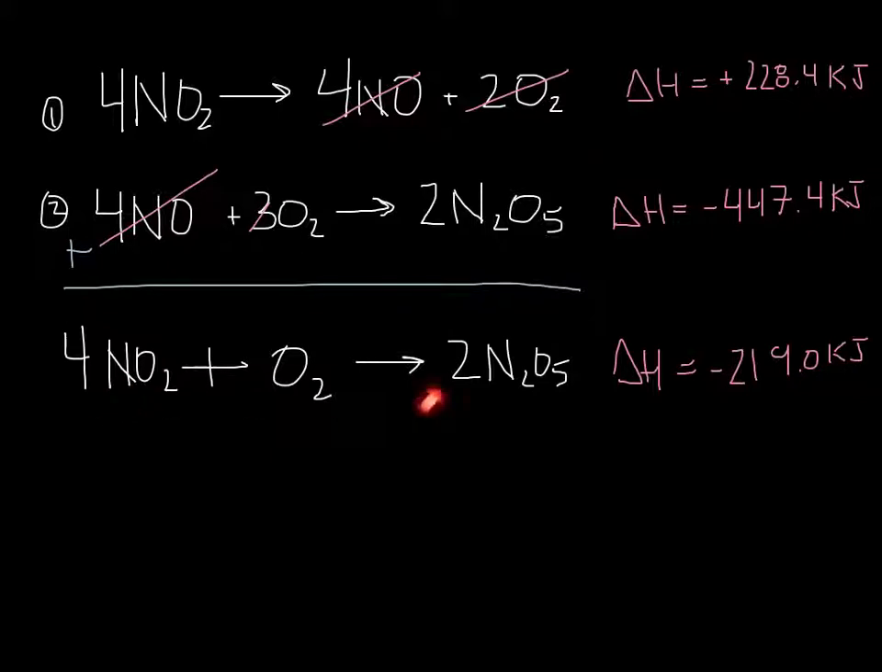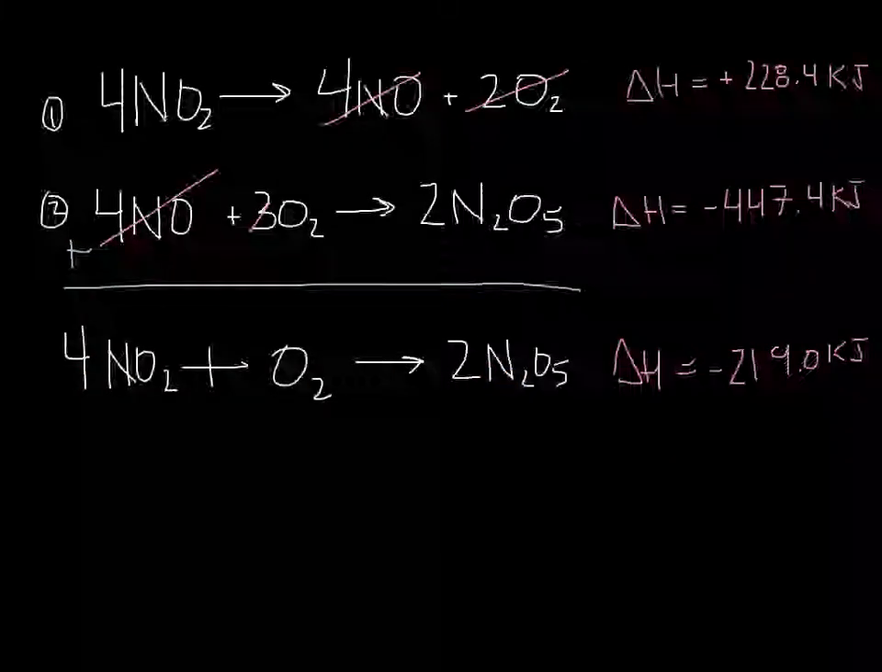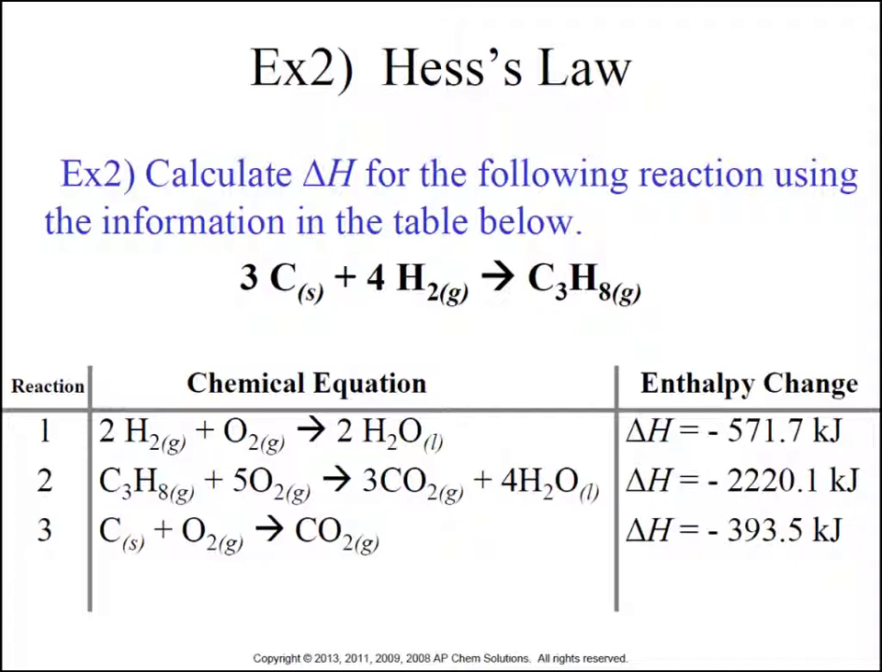If we just do it as one straight up step, so march right to the top from NO2 to O2, we would get the same change in enthalpy. So that's Hess's law. We can figure out the overall change in enthalpy by looking at the individual steps that might be used to create this overall product. Unfortunately, it's not always quite that easy.